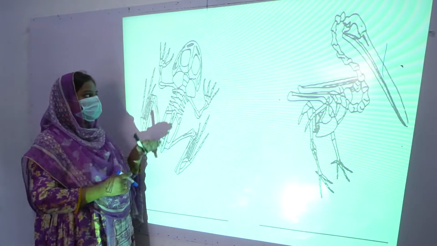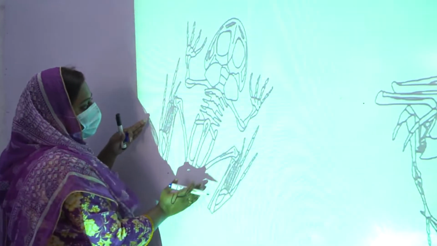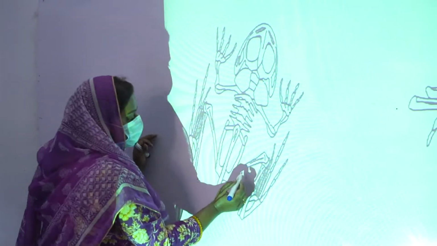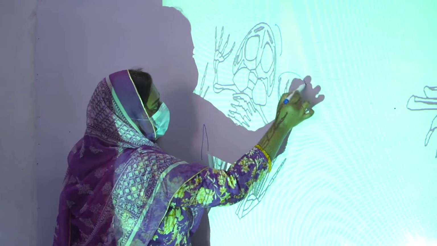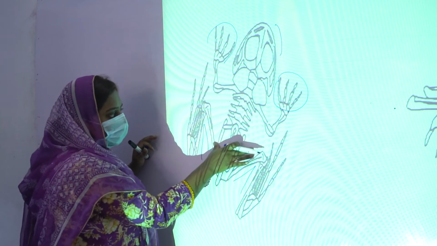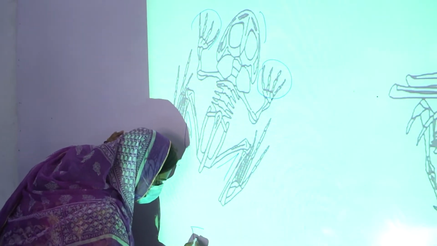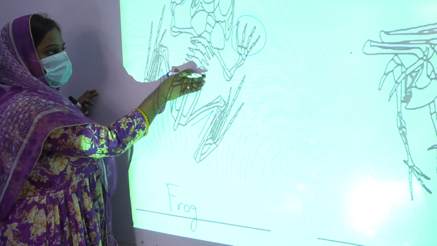Look at the picture number 3. It shows that it is a different animal structure that you can see. It has twisted legs, small mouth, small hands, feet. This is the animal that lives in water? Yes. Frog. This is the skeleton of a frog.